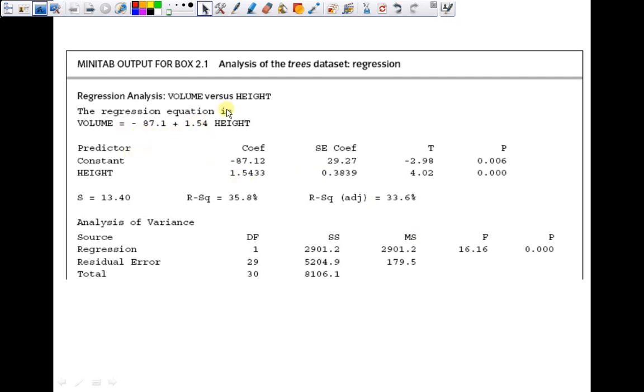This is one sample line, and we're looking at the height of a tree versus the volume of a tree. Height is the x variable, or the independent variable, and volume is the dependent variable. This is the slope of our sample line, 1.54. You see 1.54 times x, which is the height, in our equation, plus my y-intercept. So this is my y-intercept here.